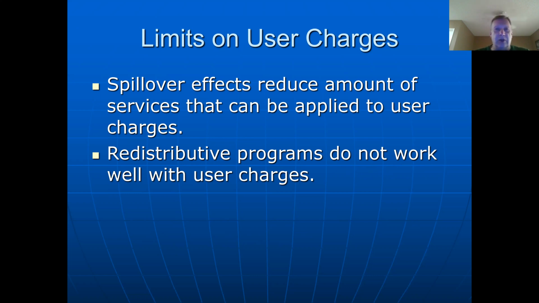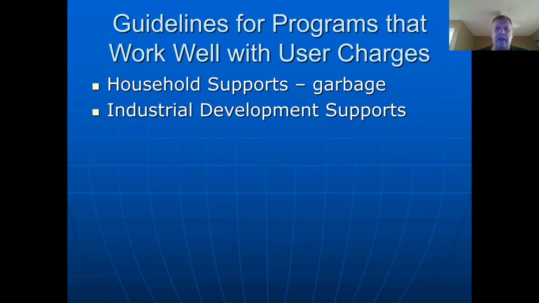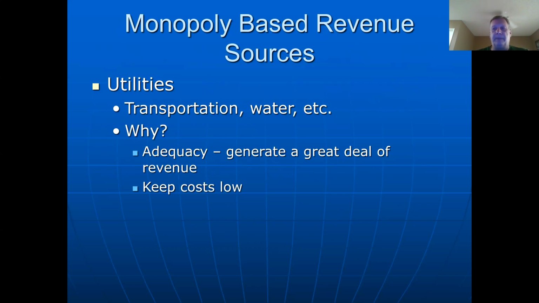If we don't have that chargeability, we don't have that excludability, it's going to be real tough for us to utilize user charges. So things like household supports, trash collection, tends to work really well with user charges. Industrial development supports, infrastructural supports that businesses need tend to work really well with user charges as well.